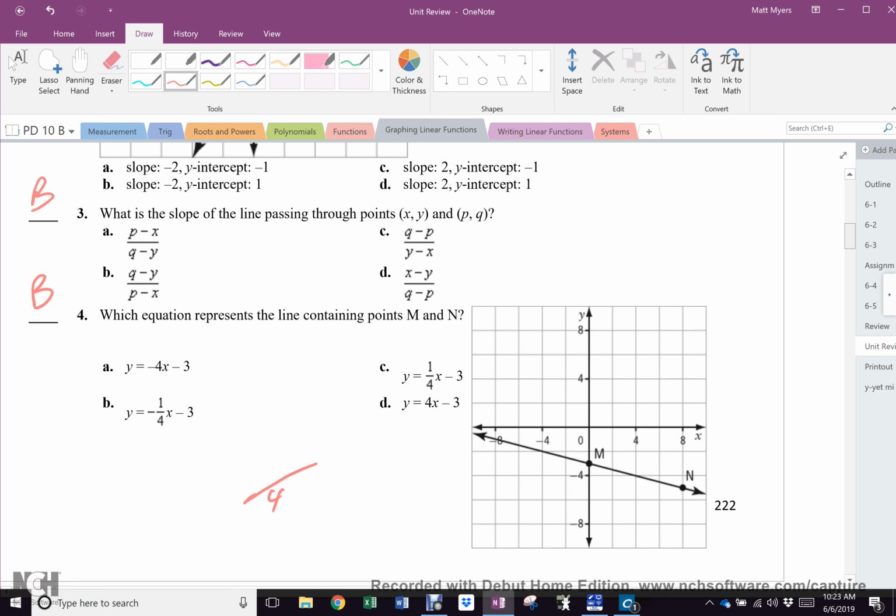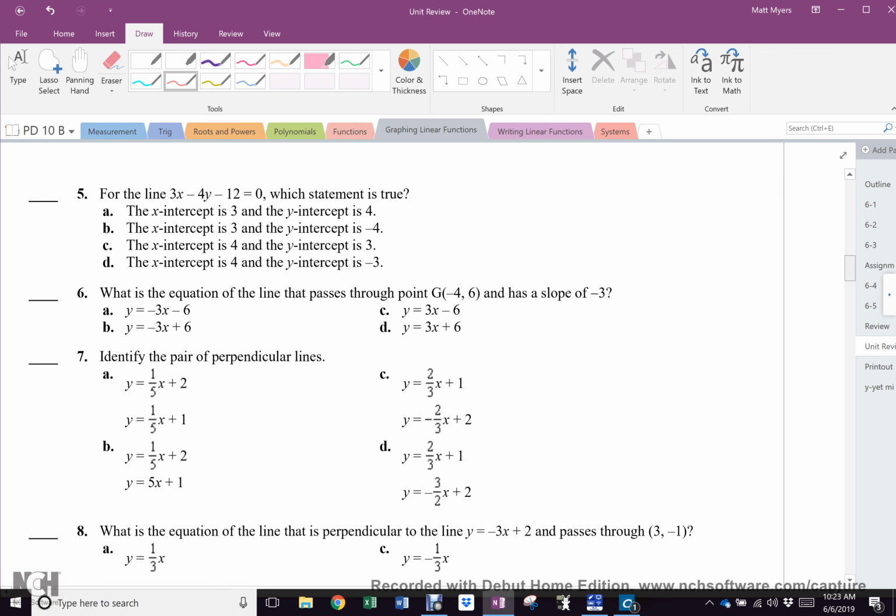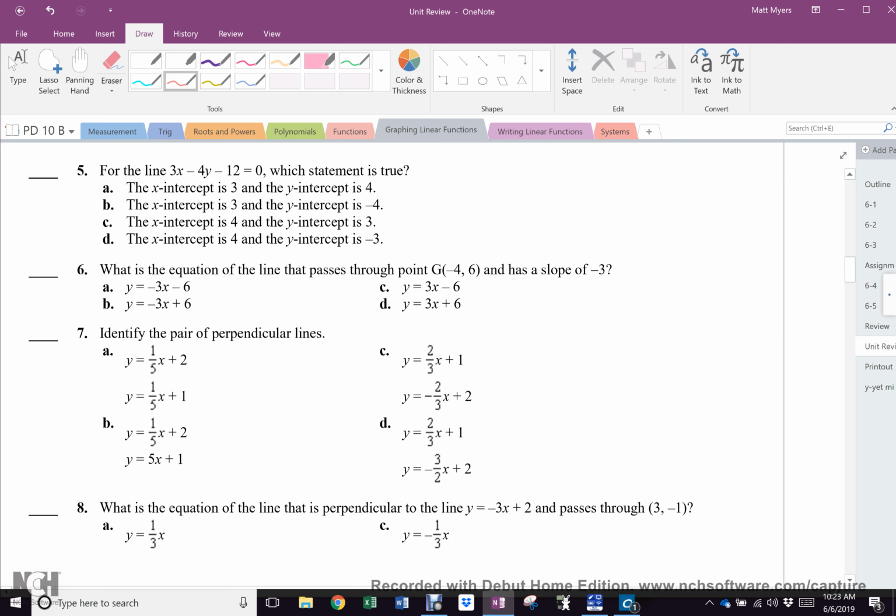No? Lovely. Second page. Which of these statements is true? Wow, we're all over the map. D. Do I need to explain why? Obviously, because everybody has given me different answers.